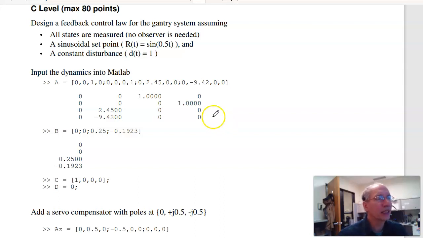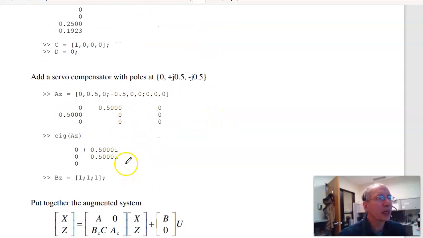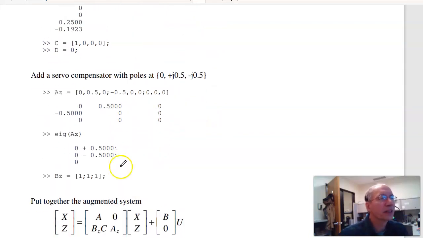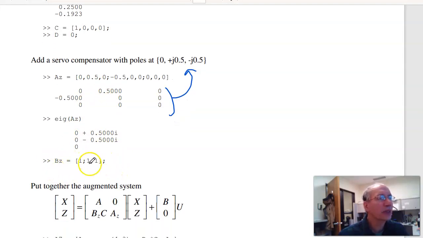So to do that, input the dynamics into MATLAB, add a servo compensator. This servo compensator has poles at 0 and plus minus j0.5, the union of the singularities of the disturbance and the set point. There's many ways of doing this. This is one 3x3 matrix that has the 3 eigenvalues, so that's a valid one. The B matrix is anything that makes this controllable. So I just chose 1, 1, 1.